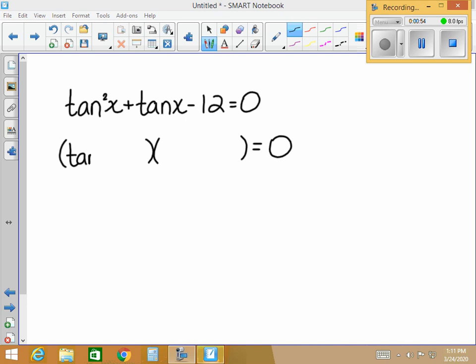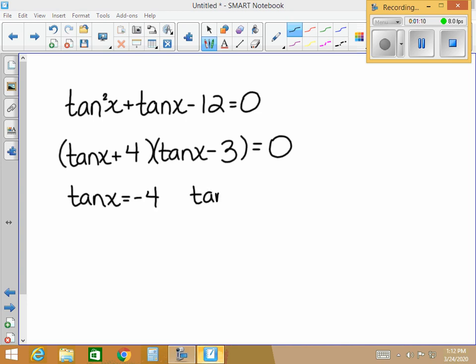Because I know the numbers that multiply to be negative 12 and add to be positive 1 are positive 4 and negative 3. And I know how to set each of these factors equal to 0. And I know how to solve for x. The difference here on this one, and this could show up with a sine or a cosine, it's nothing special about the tangent, but there is no special angle. It's not one of our pi over 6s, or pi over 3, or pi over 4, or a quadrant angle where the tangent is equal to negative 4.